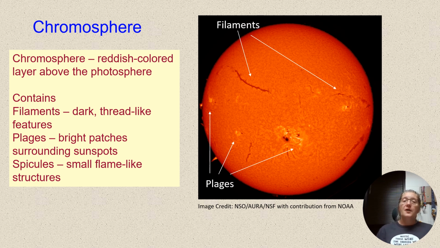The white regions are called plages, and the dark lines are called filaments, all right? Both are occurring in the chromosphere, which is above the photosphere. And we also see what are called spicules, the small flame-like structures coming off of the sun in the region of the chromosphere. They're very pink or reddish, and they're really quite beautiful. You get a chance to look at them. So this is the chromosphere, the atmospheric layer above the photosphere.